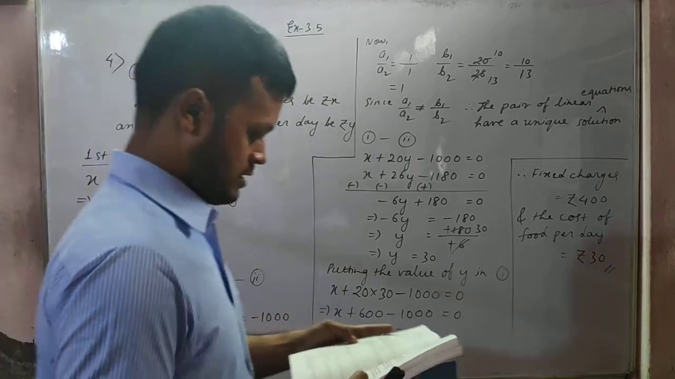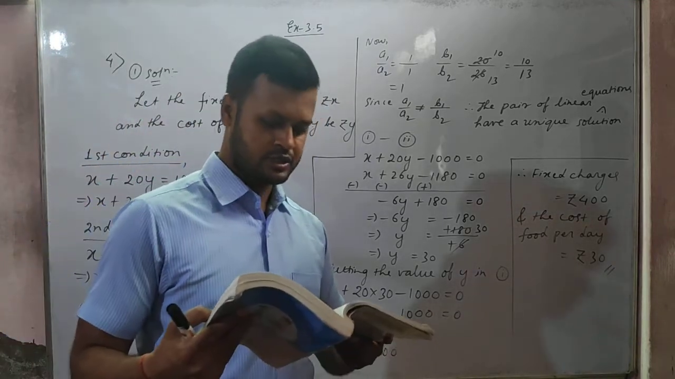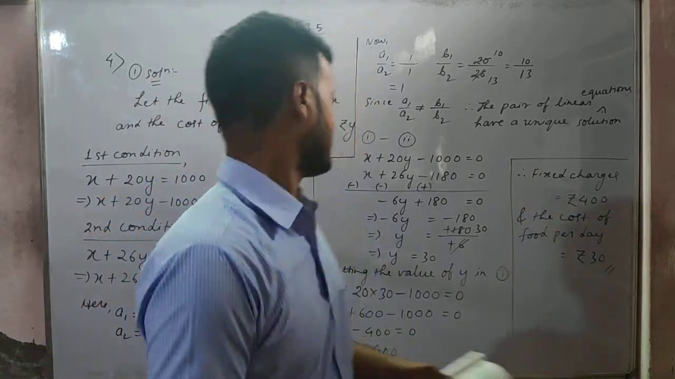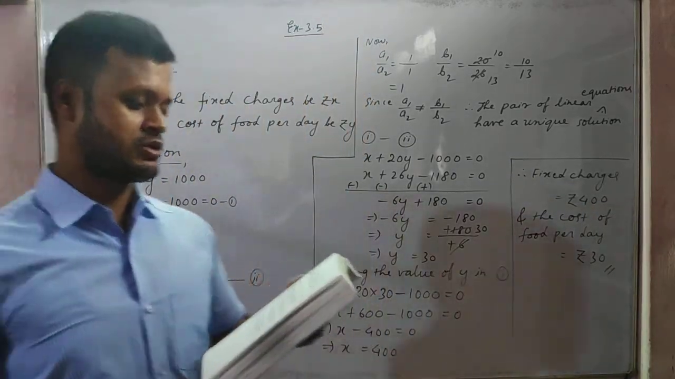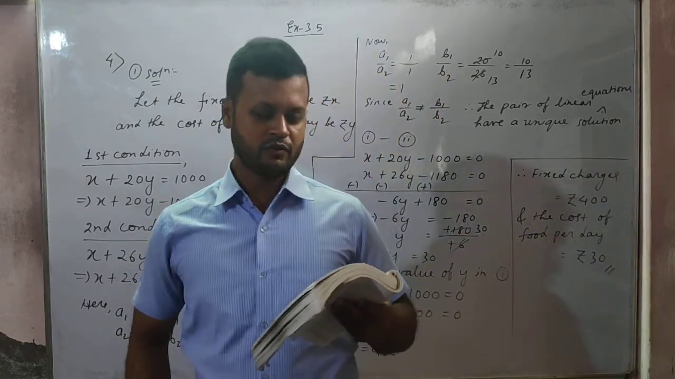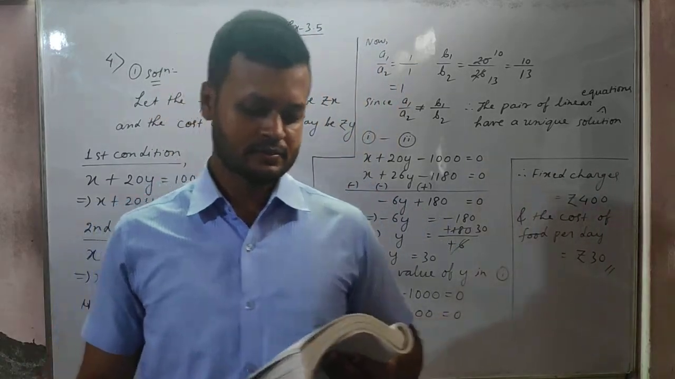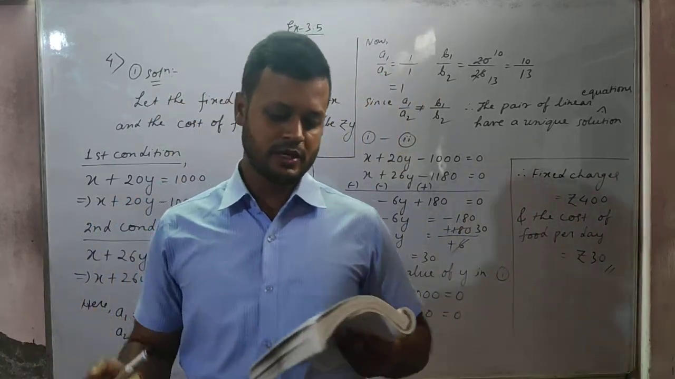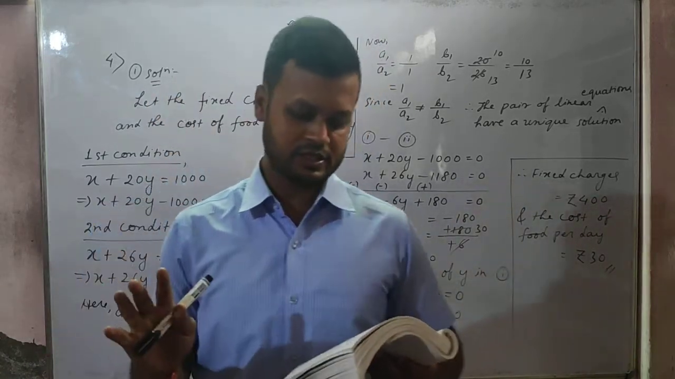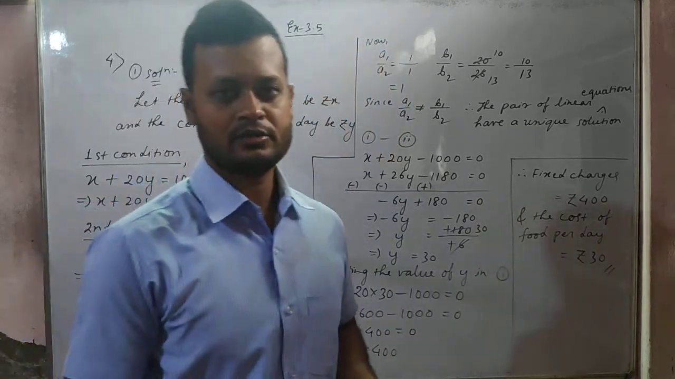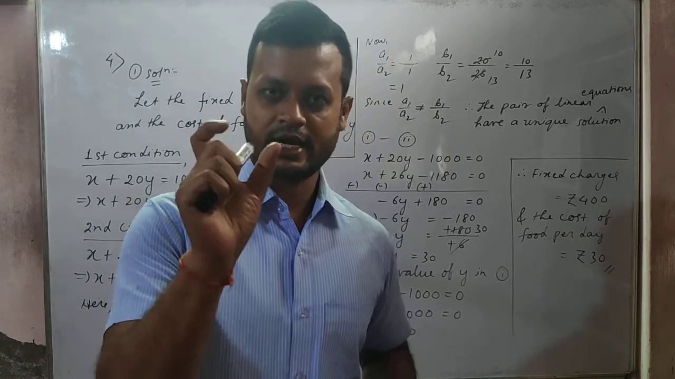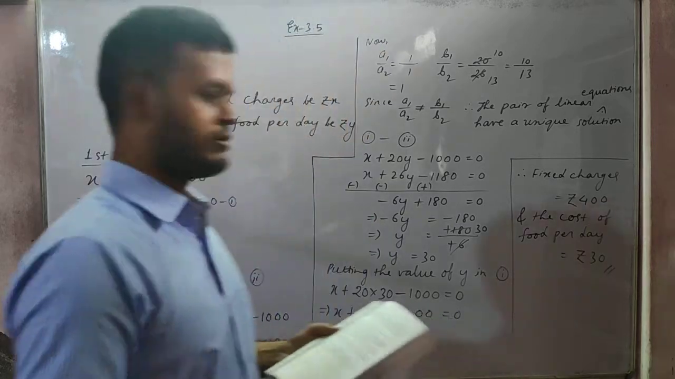So students, this is question number 4, exercise 3.5 number 4 number 1 we are talking about, okay, 4 1. So a part of monthly hostel charges is fixed and the remaining depends on the number of days one has taken food in the mess. When a student A takes food for 20 days, she has to pay rupees 1000 as hostel charges, whereas a student B who takes food for 26 days pays rupees 1180 as hostel charges. Find the fixed charges and cost of food per day. So the hostel takes a fixed charge, and after that, for every day the hostel charges for food taken by the students.